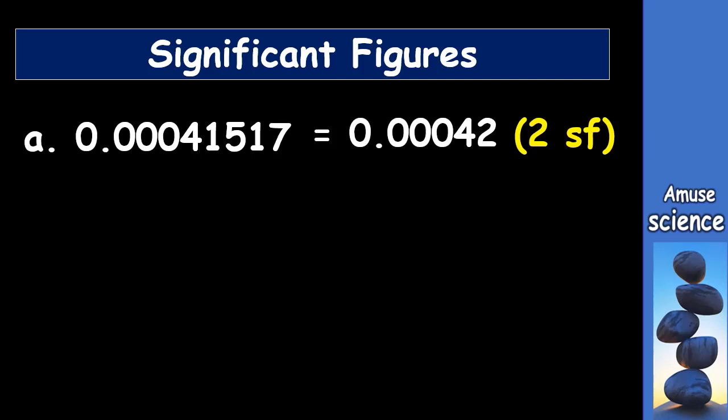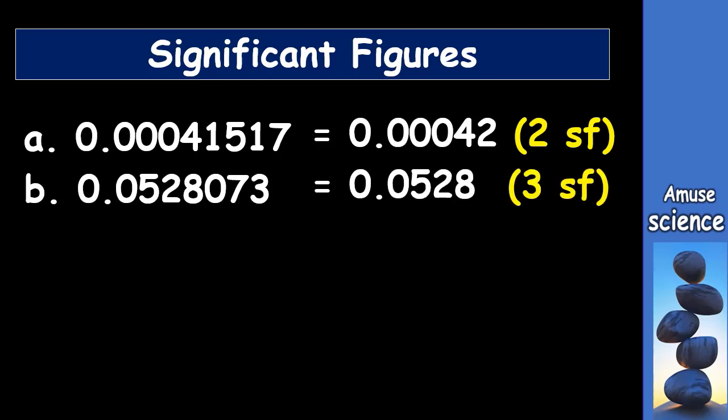Now B, 0.0528073. We have to write this in three significant figures. So we are supposed to identify the first three significant figures, which are 5, 2, and 8. Now we have to consider the digit that follows immediately after the 8. Since it is 0, we cannot do anything about it, and so we are going to have 0.0528 as our answer.